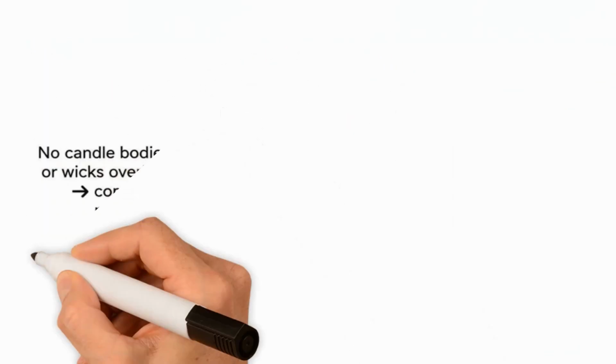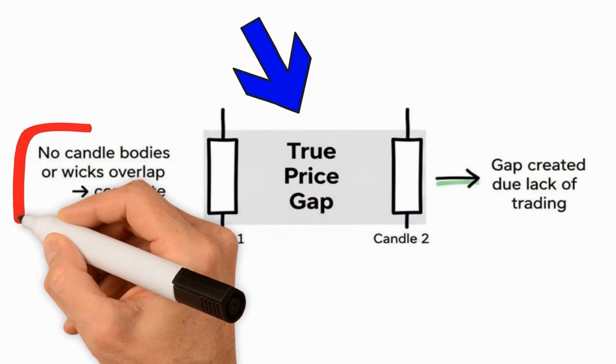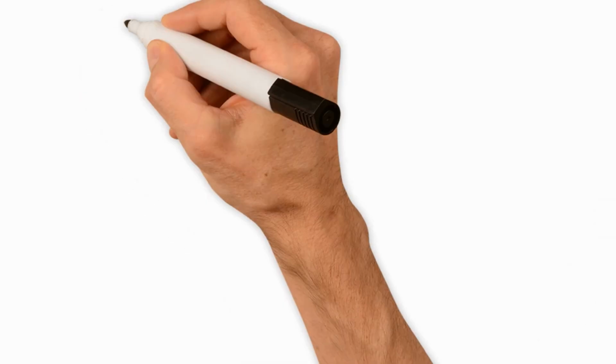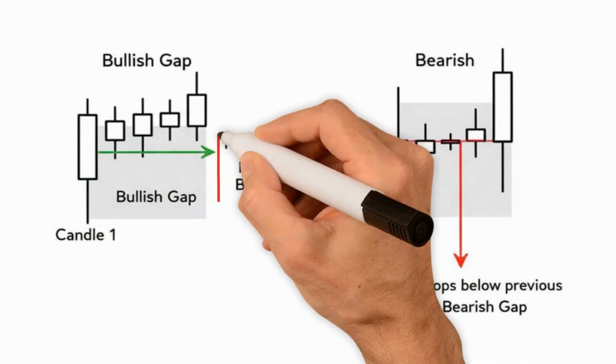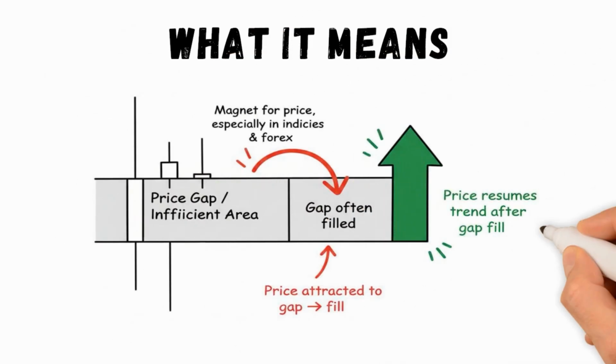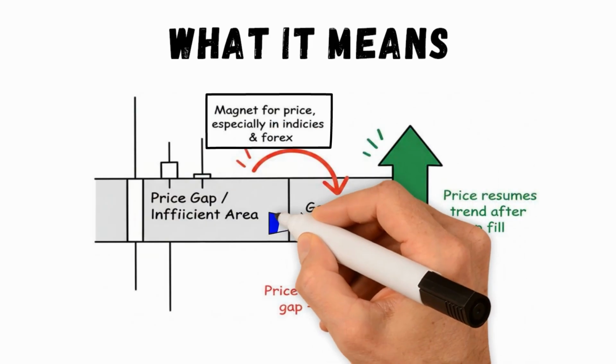Gap. A gap is a complete absence of trading activity between 2 candles. Neither bodies nor wicks overlap. This creates a true price void. Bullish gaps happen when the low of a candle is above the previous candle's high. Bearish gaps are the opposite. What it means: these areas often act as magnets for price, especially in indices and forex. They're filled more often than not.